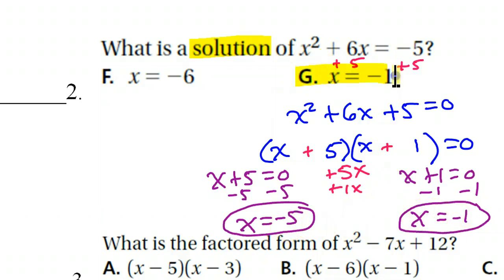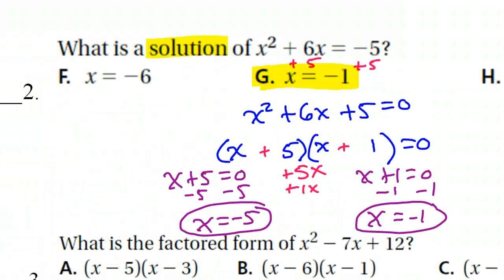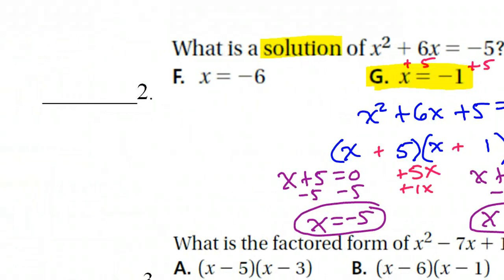Right there, in option G, I see the negative 1. Alright, and I don't see the negative 5 anywhere, so that's it, G. Always use capital letters when you do a multiple choice test.